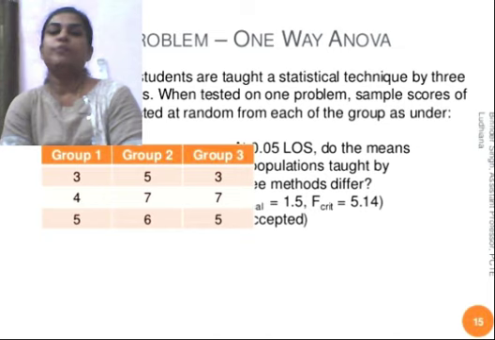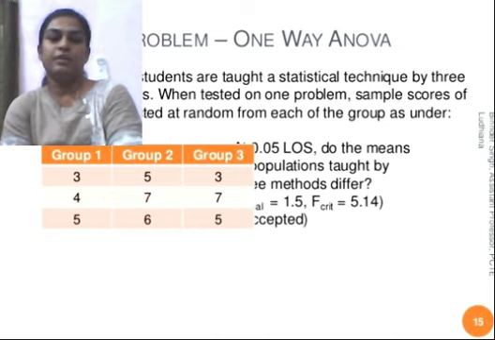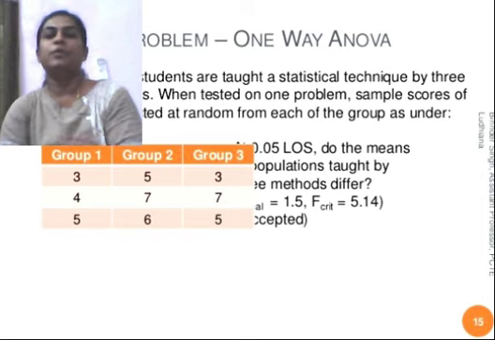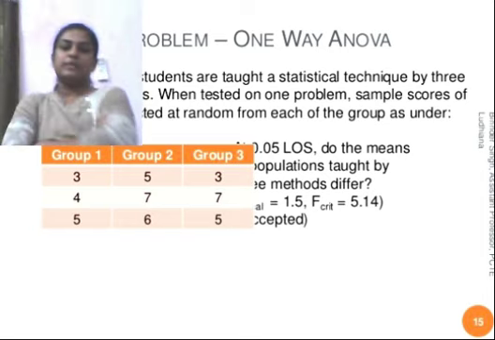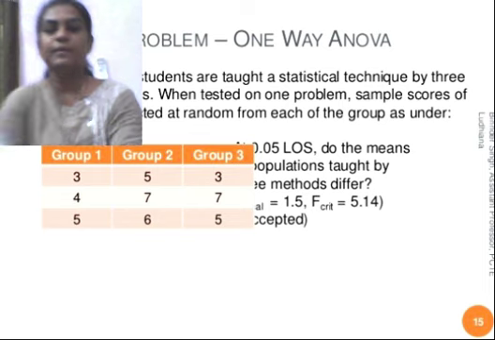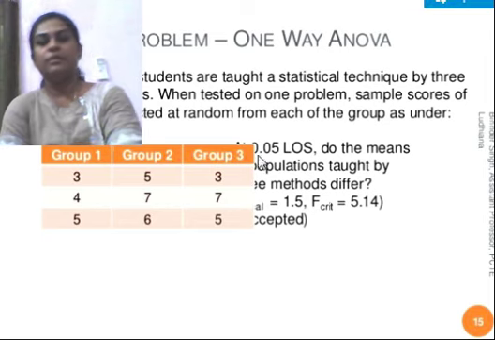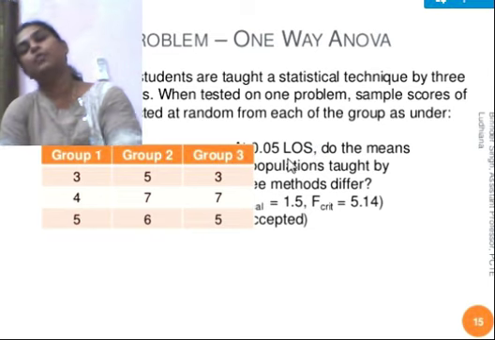Let us see one more practical problem for one-way ANOVA here. In this problem, if you observe, 3 groups of students are taught a statistical technique by 3 different methods. When tested on one problem, sample scores of 3 students selected at random from each group are given below. Group 1, their marks by using one kind of method, are 3, 4, 5. Group 2 marks follow. Here the level of significance is 0.05.